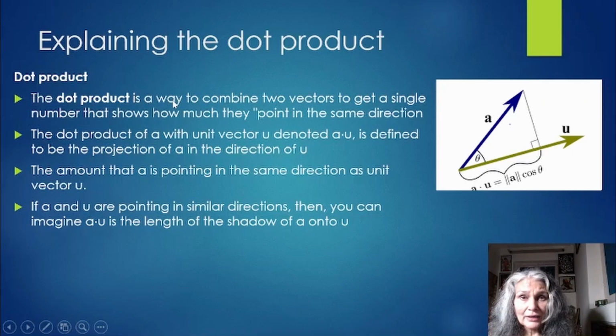Now, what is the dot product? I have here two vectors, A and U. Essentially the dot product is a way to combine two vectors to get a single number that shows how much they point in the same direction. What we really want to know is the extent to which A is pointing in the same direction as U. The dot product is basically defined as the projection of A in the direction U.